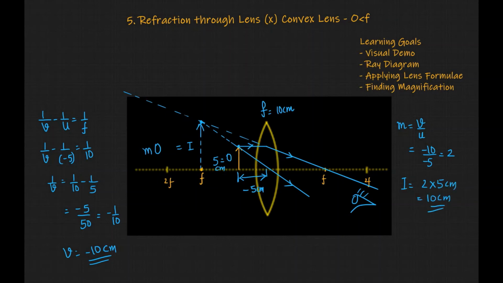You see the magnification is positive and the image size is also positive. So the image size is 10 centimeters, right? Because image size equals magnification into object size. So the type of the image is virtual. Now virtual and erect always go together, virtual and erect, and it's enlarged.